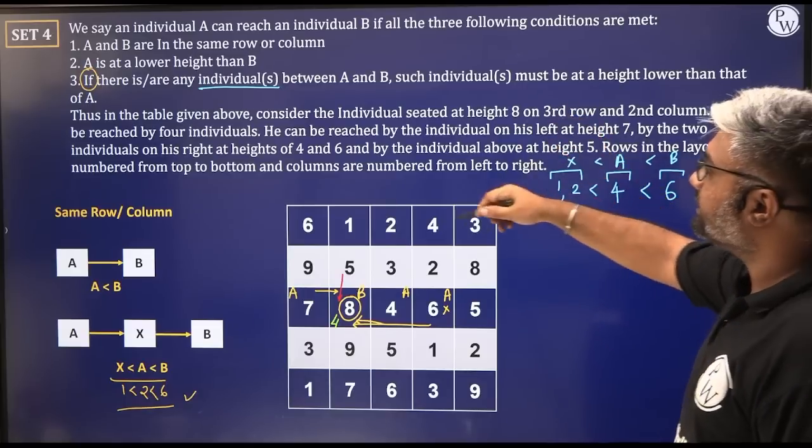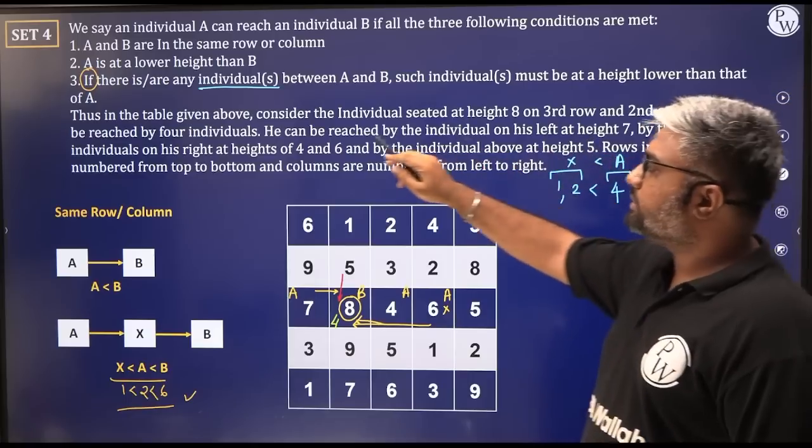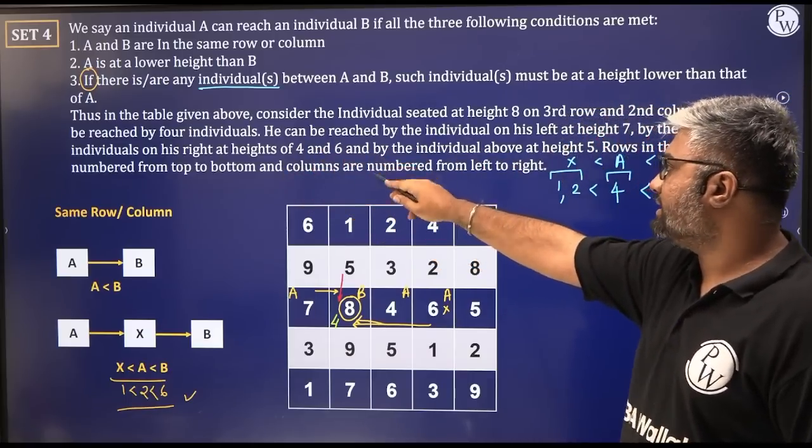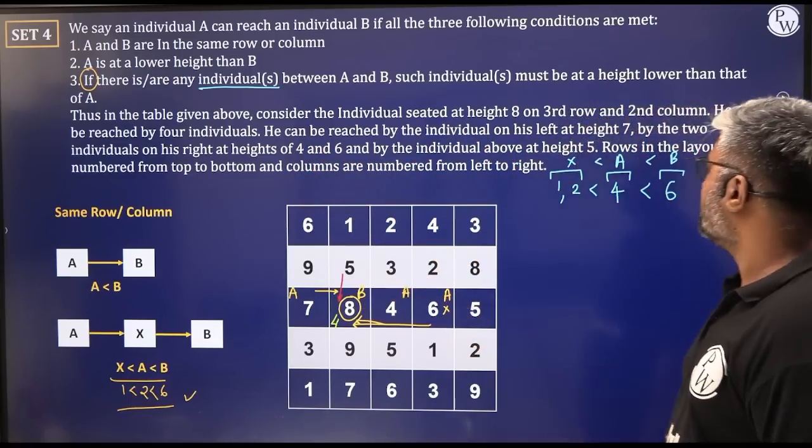So there are 4 places from where 8 can be reached. Yeah, so that's what this entire example is saying. So we will quickly read this. He can be reached by the individual on his left at height 7, by the 2 individuals on his right at heights 4 and 6, and by the individual at height 5. 4, 6 and 5 are all reachable.